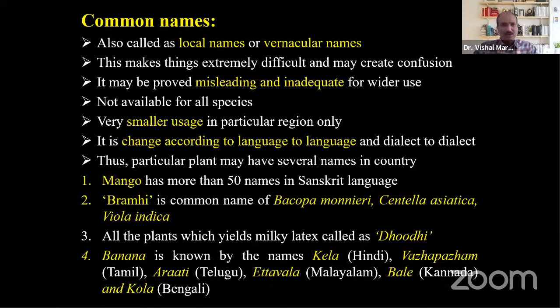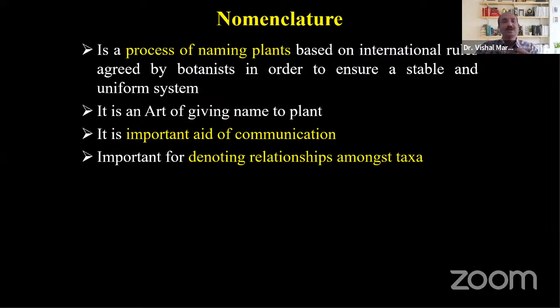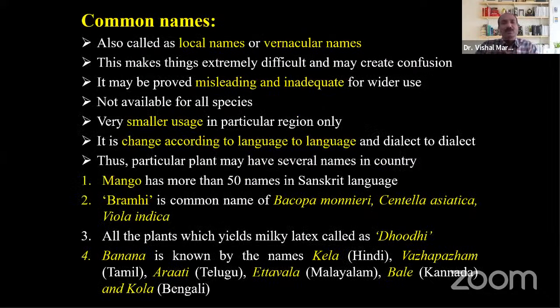So if we use common names, it leads to misleading or inadequate communication. So what is the purpose of nomenclature? It is one of the important aids of communication, and it also serves as a means of denoting relationships among the taxa. Our purpose of naming a plant is not completed with common names, and because of certain disadvantages which arise due to common names, the scientists shifted to scientific names.